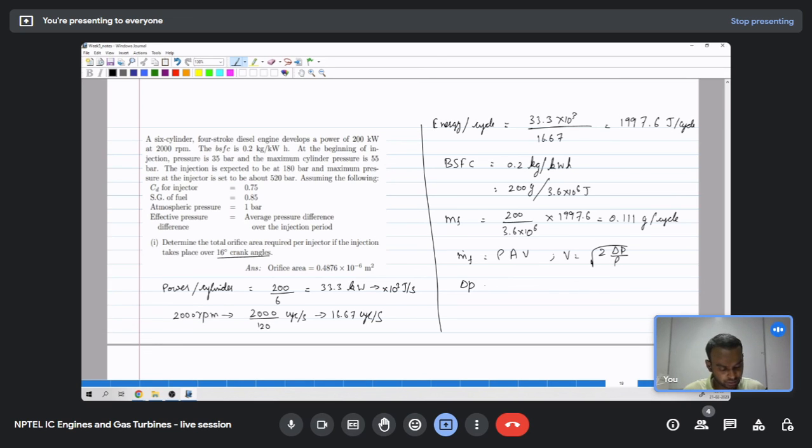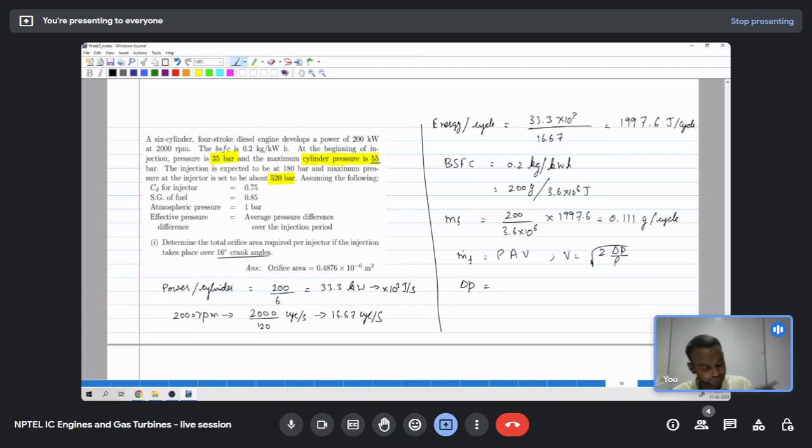So to calculate delta p, the effective pressure difference is the average pressure difference over the injection period. The injection happens till the point where the diesel engine has a peak pressure. That means the maximum cylinder pressure goes to 55 bar. The beginning of injection is 35 bar, the maximum cylinder pressure is 55 bar, and the maximum pressure at the injector is said to be 520 bar.